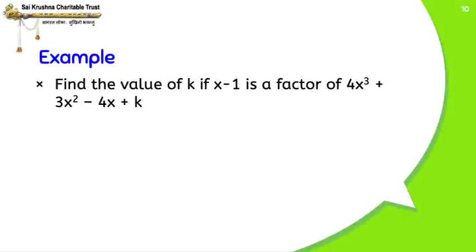Let us do a slightly more complex example. You are given a polynomial 4x cubed plus 3x squared minus 4x plus k. You are not told what the value of k is, but you are told that x minus 1 is a factor. So can you use this fact to find out what the value of k is? Since x minus 1 is a factor, we know that p of a equals 0 for what value of a? With a equals 1. Okay, because x minus 1 is a factor, so x minus a is x minus 1, which means a is 1. Okay. So p of 1 should be 0.